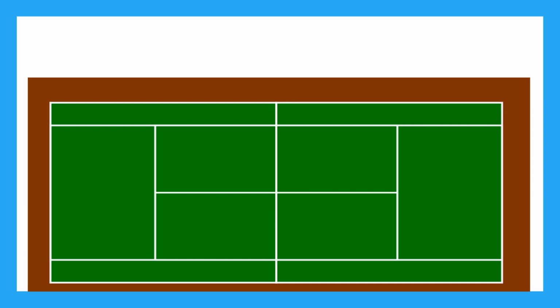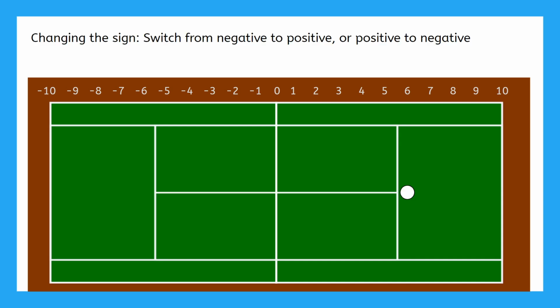The left side we'll call the negative side, and we'll call the right side the positive side. The net is 0. 0 is neither positive nor negative, but it separates the two sides. As all of us tennis champs know, the game is played by hitting the ball back and forth. We'll refer to this as changing the sign.